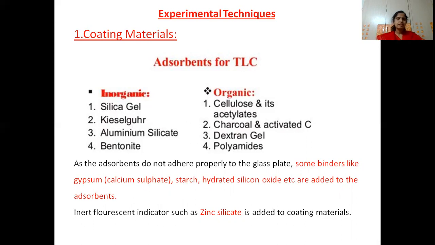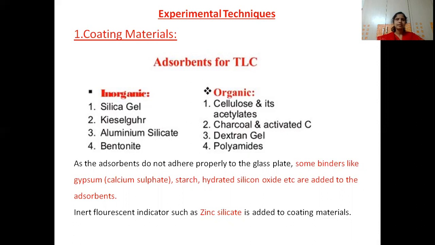You can also use inert fluorescent indicators such as zinc silicate. It can be added to the coating material, and it helps in the identification of non-fluorescent material, because when you add this fluorescent indicator to the adsorbent, it shows fluorescence when you observe the slide under UV light. The sample components can then be identified by the dark spots on the fluorescent plate. So these are some of the adsorbents and binders that we use for TLC.